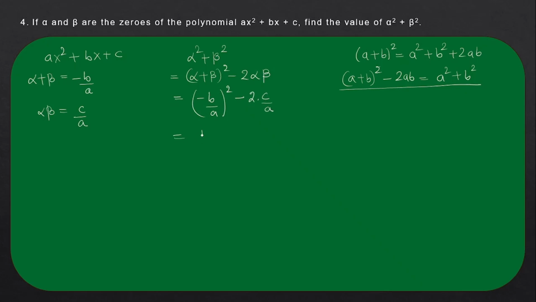On squaring, this becomes b square by a square minus 2c by a, and by making the denominator equal, the required answer becomes b square minus 2ac over a square. This is my required answer. I hope you have understood this.